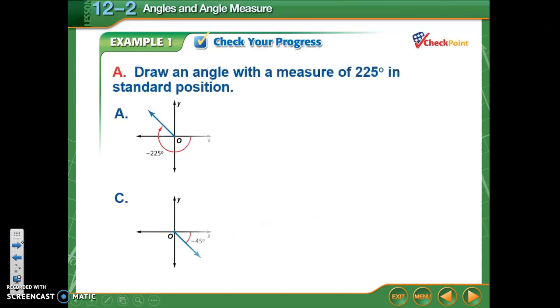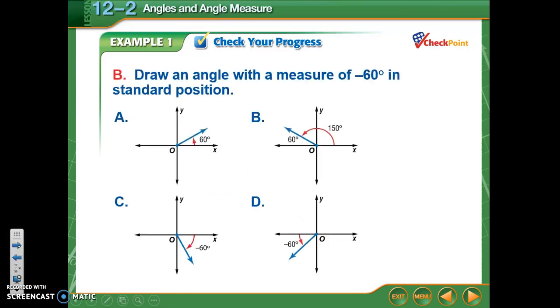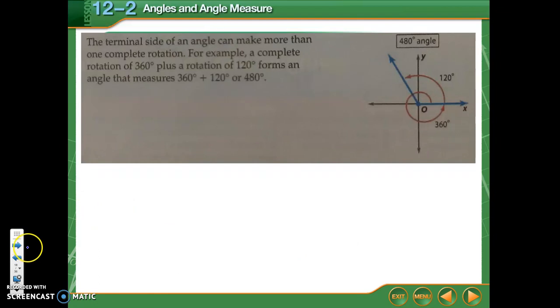All right, so here are two for you guys to try. Here's the first one. The answer here was D. That was pretty easy to see. And negative 60 degrees is C. Notice, again, I have to measure from the positive x-axis, so D does not work because it's measuring from the wrong starting place. My starting side, my initial side, is always on the positive x-axis.